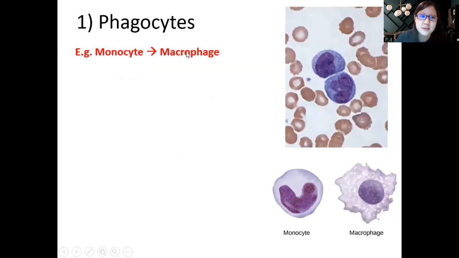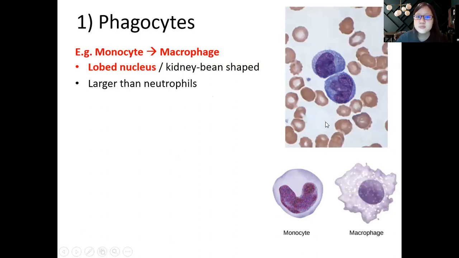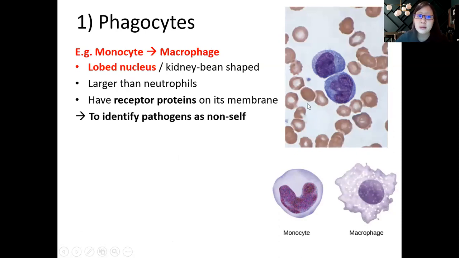Let's talk about another type of phagocyte, or actually two types of phagocytes, monocytes and macrophages, that have a relationship with each other. Both of them have a lobed nucleus, and it's kidney bean shaped. You cannot see it here, but they have a lobed nucleus. They are larger than the neutrophils by a little bit. And similar to neutrophils, they have receptor proteins on their membranes to identify pathogens as non-self. But different from neutrophils, they are only produced when needed.